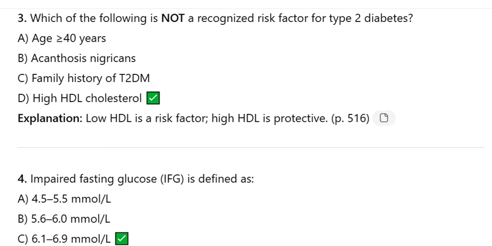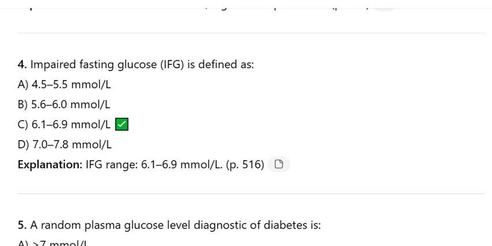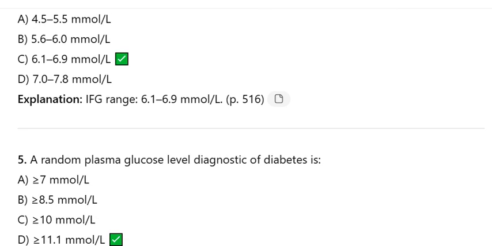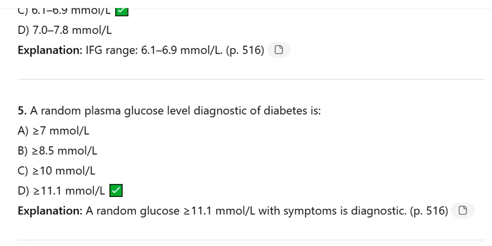4. Impaired fasting glucose, IFG, is defined as A, B, 5.6 to 6.0 millimole per liter, C, 6.1 to 6.9 millimole per liter, D, 7.0 to 7.8 millimole. Explanation. IFG range is 6.1 to 6.9 millimole per liter. 5. A random plasma glucose level diagnostic of diabetes is A, 8.5 millimole per liter, C, to 10 millimole, 11 millimole per liter. Explanation. A random glucose of 11.1 millimole with symptoms is diagnostic.